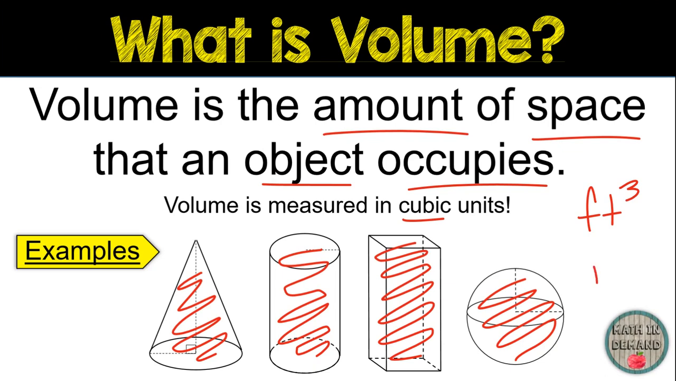You will also see inches. And in volume, it becomes cubic inches. And we also can see centimeters. And centimeters would become cubic centimeters. Okay, so let's take a look at our very first object.